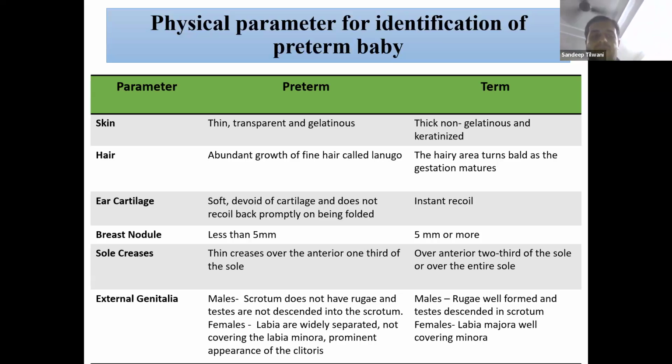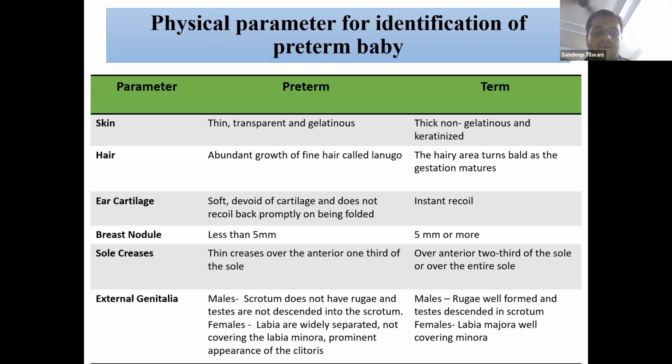So for a preterm baby, the skin would be thin, transparent, and gelatinous, whereas for a term baby, it would be thick, keratinized and non-gelatinous. Next, the hair: preterm babies have a lot of thin, fine hair on their skin, which we often call lanugo. Whereas as the baby reaches term gestation, the lanugo is replaced by bald areas on the skin.